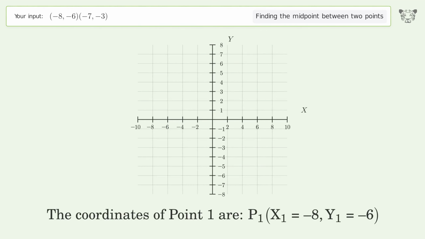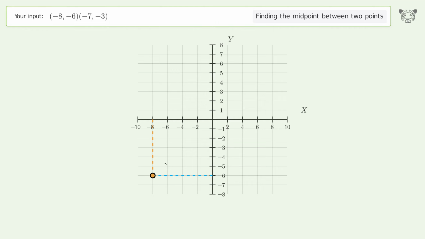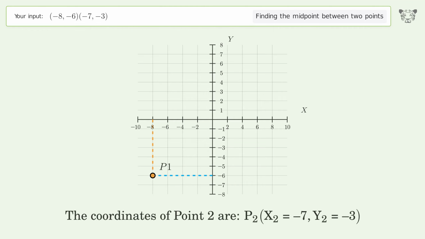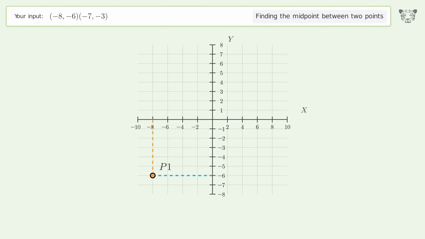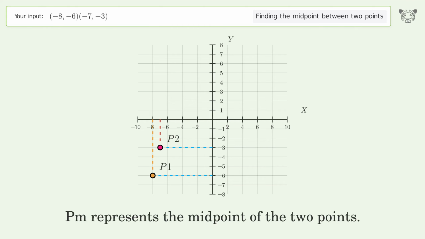The coordinates of point 1 are x1 equals -8, y1 equals -6. The coordinates of point 2 are x2 equals -7, y2 equals -3. PM represents the midpoint of the 2 points.